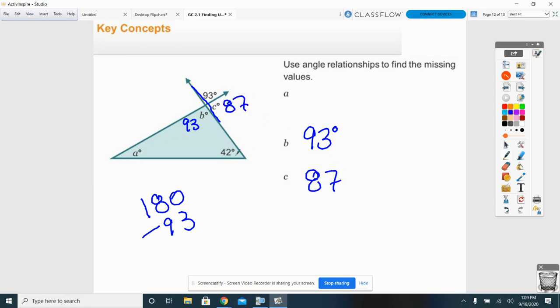And then we have a triangle here, which also adds to 180. 180 minus 93 minus 42, and we get 45 degrees for angle A.